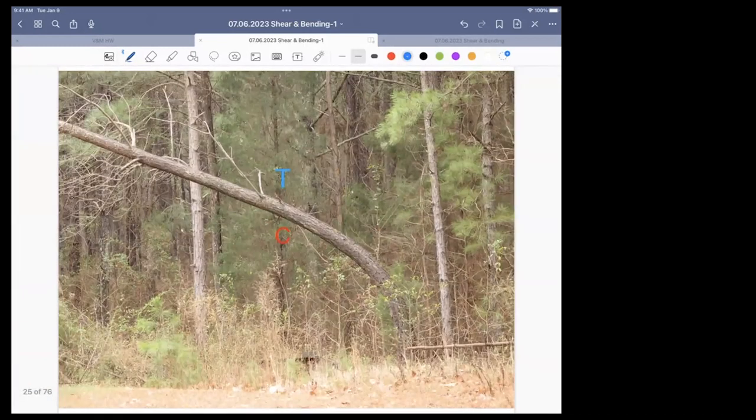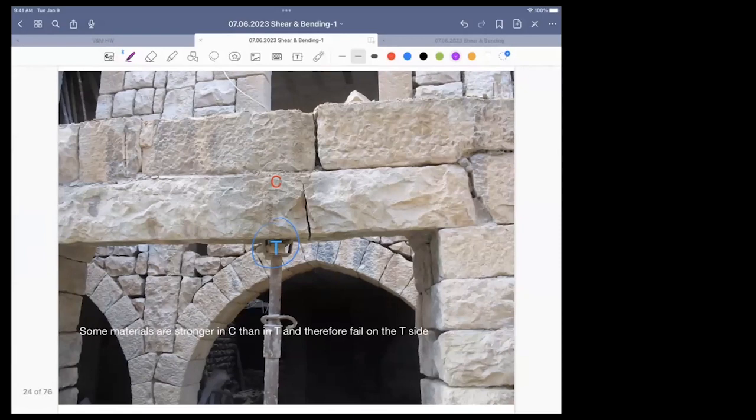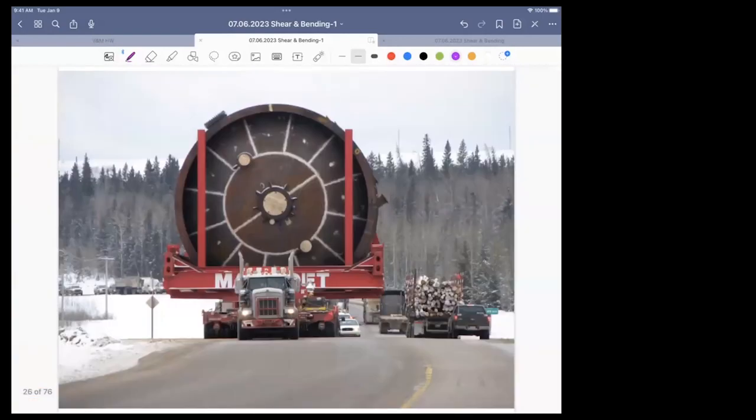In a cantilever, the top is stretching and the bottom is shrinking. Therefore, it reverses. The tension is on the top. This is called a negative. We will see this. This is called the negative moment versus a positive moment.